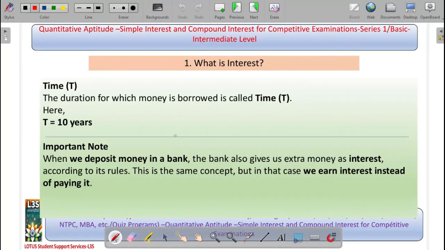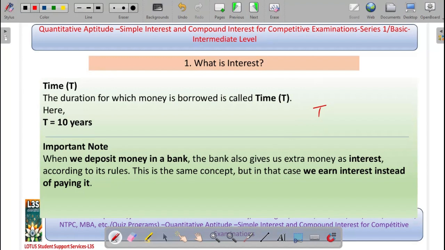Then the duration is the payback period. The duration for which money is borrowed is called time, T. It is denoted as T, and in this case it is 10 years.